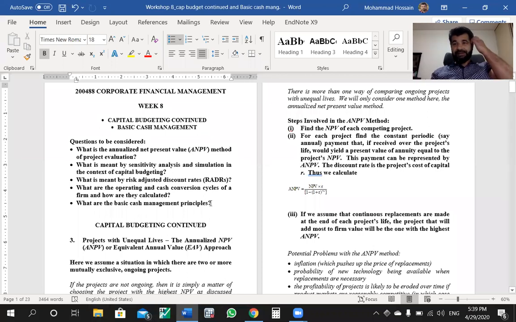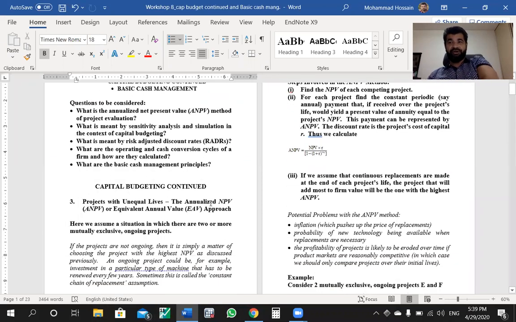Now, today's topic, we're going to talk about the capital budget, continuing the previous topic, capital budgeting. Last class we discussed net present value, payback period, IRR. Another thing we're going to talk about today is called annualized NPV, ANPV, annualized net present value.